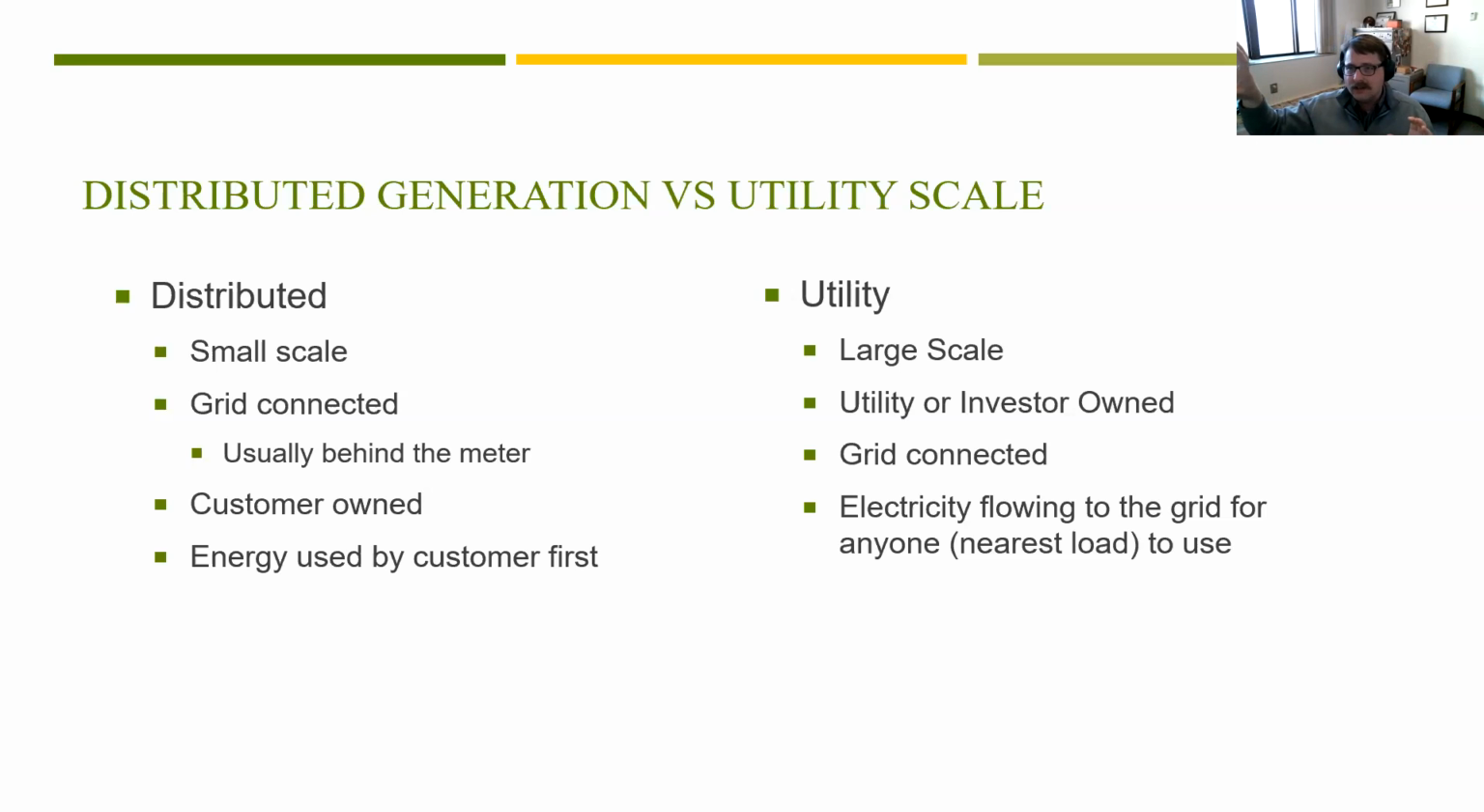Utility scale is large scale, typically over 100 kW, but jumps very quickly into the megawatt scale, over 1,000 kilowatts. And those are what we might call a solar farm. Large scale, utility or investor owned, probably investor owned mostly because of the tax credit. Grid connected, electricity is flowing to the grid, and then the electricity's value is based on contracts and the marketplace. Versus in distributed, the value of electricity is based on the electric rate structure of the load, also the policies and other things involved. So these are quite different.